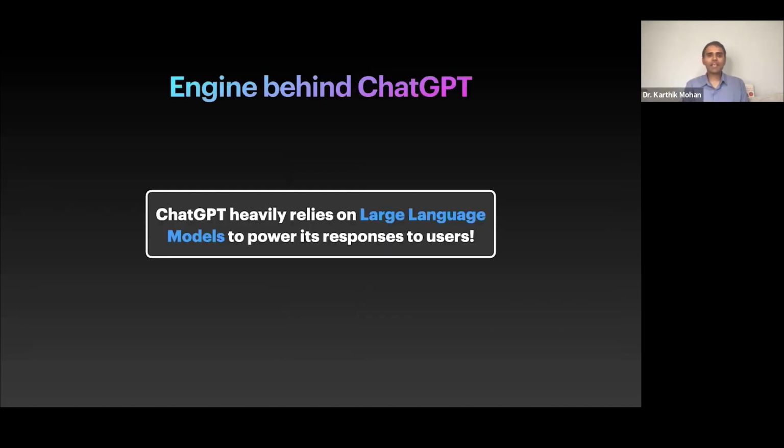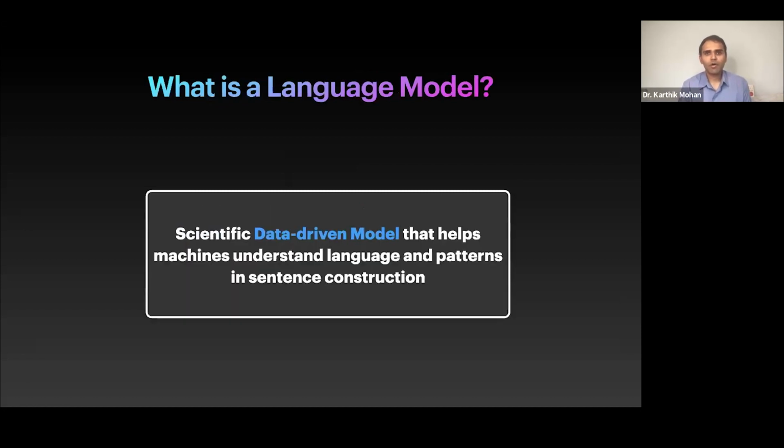ChatGPT heavily relies on large language models to power its responses to users. What exactly is a large language model? Firstly, what's a language model? Let's talk about a language model, then we go to large language model. So language models are scientific, data-driven models that help machines understand language and patterns in sentence construction. How do you construct a sentence? How do you put words together? Where do the verbs and nouns come in? How do you say something that is meaningful? How do you use context? How do you summarize things in a way that sounds human-like?